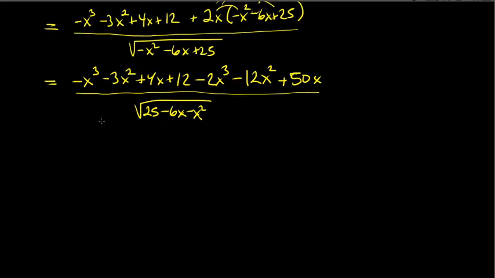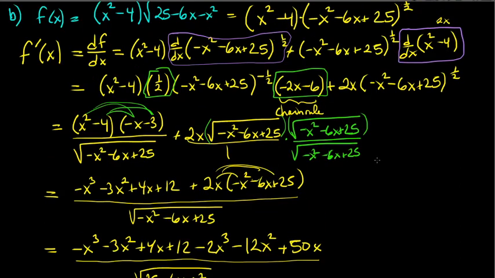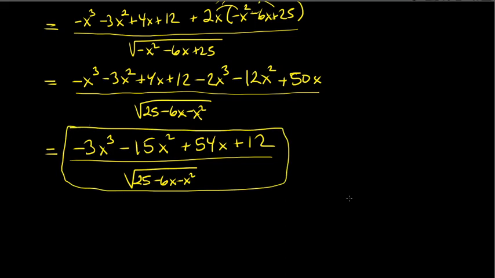All right, and then combine like terms in the numerator. So negative 3x cubed, and then negative 3x squared minus 12x squared is negative 15x squared. And then plus 54x plus 12, all divided by the same square root. And while we could try to factor the numerator, I don't think we're going to get very far with that. So I think that's probably as far as we want to take this. Yeah, that's as simple as I think we can get it.